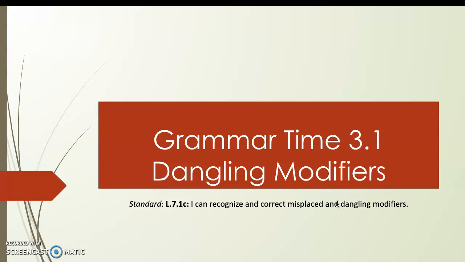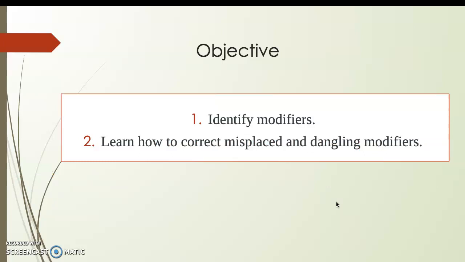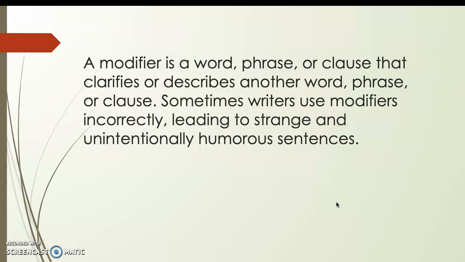Today we are going to do some grammar. We're going to be specifically working with dangling modifiers. So the purpose of this lesson is how to identify the modifiers and how to correct misplaced and dangling modifiers. So, what is a modifier? Well, a modifier is a word, phrase, or clause that clarifies or describes another word, phrase, or clause. But sometimes writers use modifiers incorrectly, which leads to strange and, unfortunately, unintended humorous sentences.